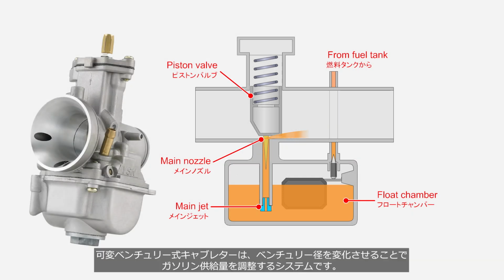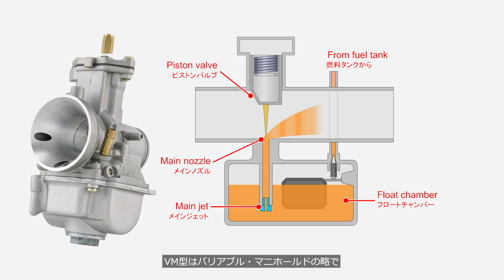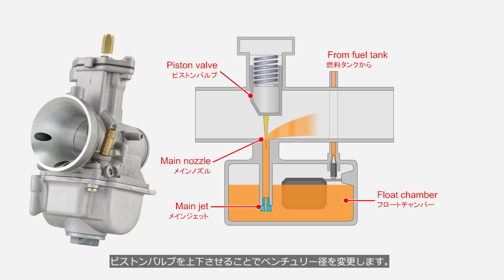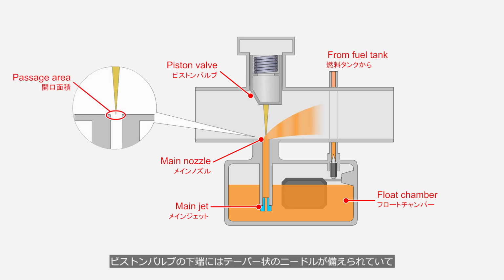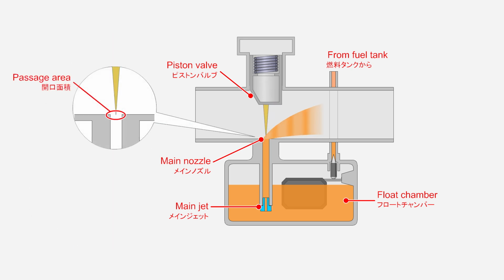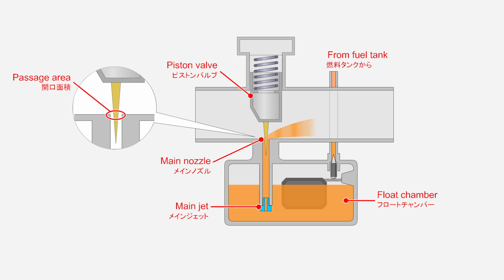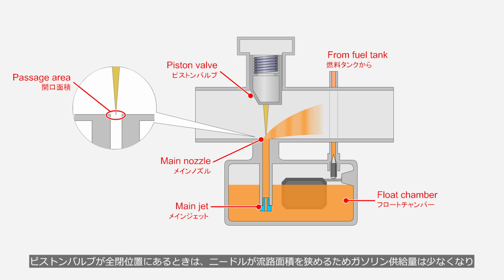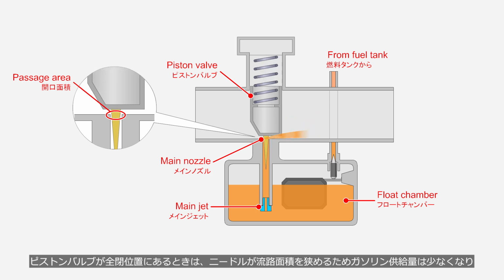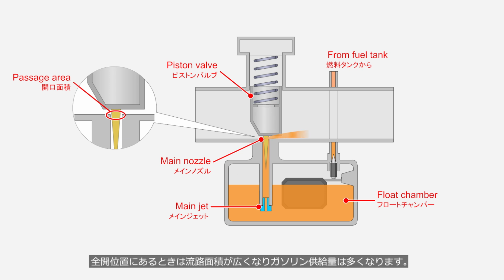Variable venturi carburetors are systems that adjust the fuel supply by changing the diameter of the venturi. VM type stands for variable manifold, and it changes the venturi diameter by moving a piston valve up and down. A tapered needle is attached to the lower end of the piston valve, and as the piston valve moves up and down, it changes the fuel passage area. When the piston valve is in the fully closed position, the needle narrows the passage area, reducing the fuel supply. When it is in the fully open position, the passage area widens, increasing the fuel supply.